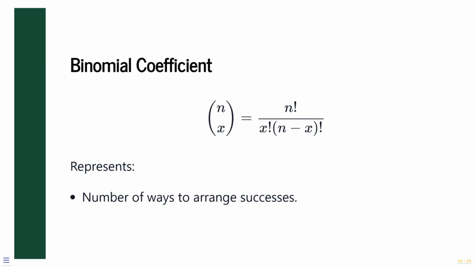The binomial coefficient, written as n choose x, counts the number of ways to arrange x successes among n trials. It is calculated using factorials. This term handles the counting aspect, while the probability terms, p raised to the x and 1 minus p raised to n minus x, account for the likelihood of each arrangement. Together, they produce the full binomial probability.